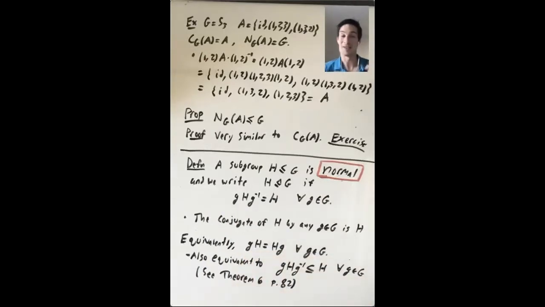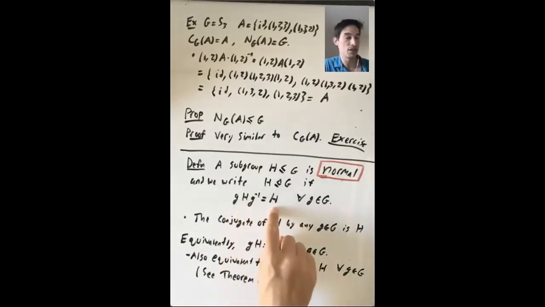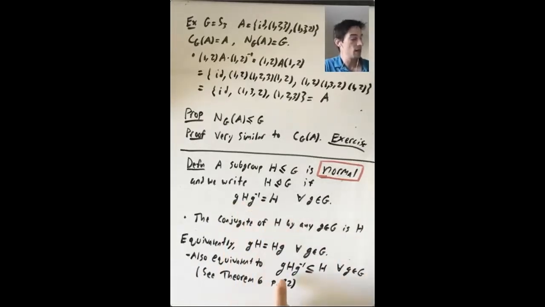Equivalently, and it's a nice exercise, you should check the details, that this is really equivalent to G times H being equal to H times G for all elements G. Now this one is a little less clear. It's enough to check, if you want to say that GHG inverse is equal to H for all G, it's enough that GHG inverse is contained in H for all G.